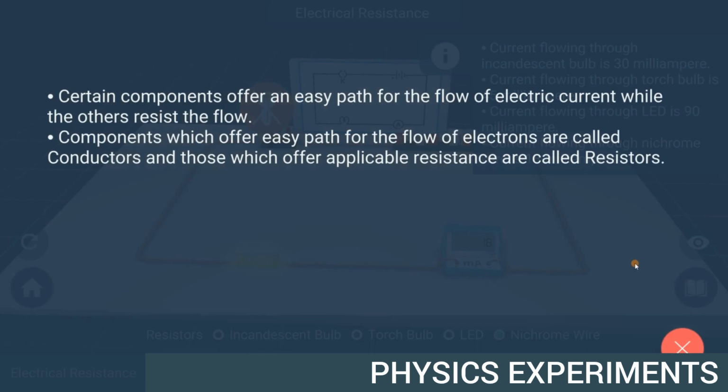Certain components offer an easy path for the flow of electric current, while the others resist the flow. Components which offer easy path for the flow of electrons are called conductors, and those which offer appreciable resistance are called resistors.